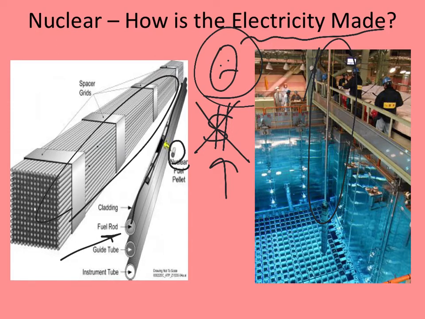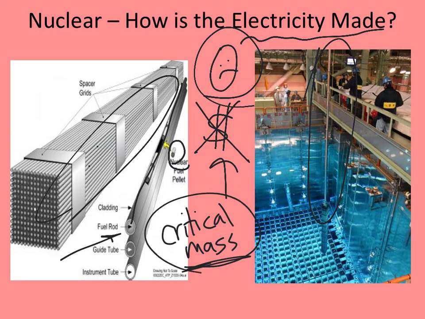We call the right amount of uranium to put into the reactor critical mass. So again, what determines how much energy is being made? The mass of the uranium. That's the critical amount. The more uranium you put in there, the more potential chain reaction you're going to create, and the more energy you're going to make. Too much, you kill people. Too little, you make nothing. So we want the right amount, which is the critical mass.